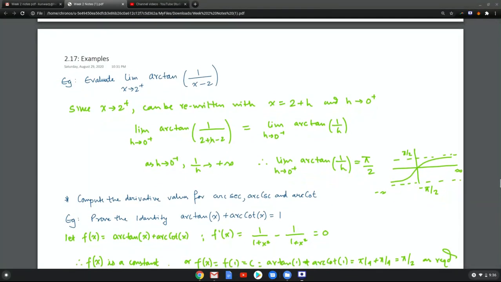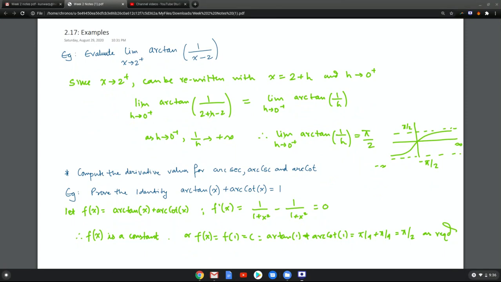Let's look at some examples. Evaluate the limit as x goes to 2 from the positive side of arctan of 1 over x minus 2. Since x goes to 2 from the positive side, I can rewrite it as x equals 2 plus h, with h going to 0 from the positive side. This makes the limit as h goes to 0 plus of arctan of 1 over 2 plus h minus 2, which becomes arctan of 1 over h.